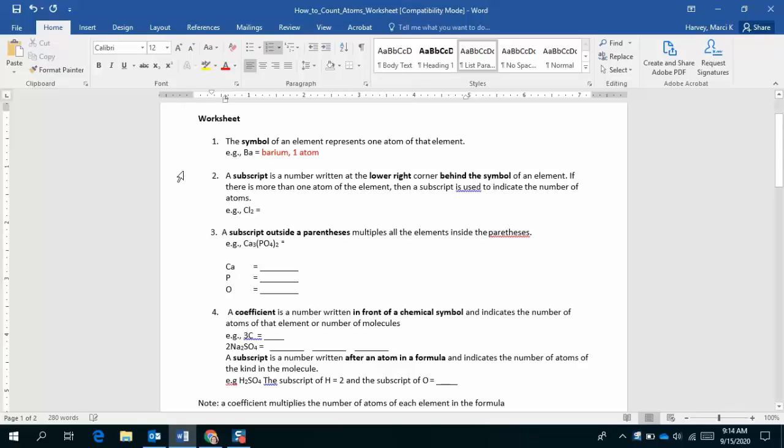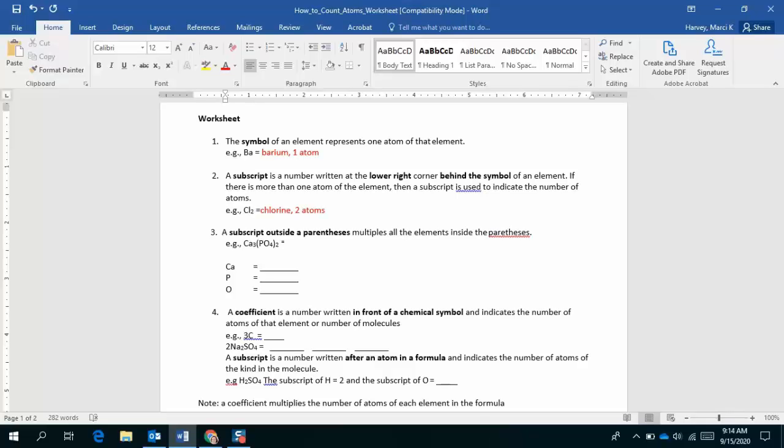Now, if you go on to number 2, a subscript is going to be a number written in the lower right corner. For example, you see with this Cl symbol for chlorine, we have a small subscript 2 beside it. That's used to indicate more than one atom. So when you see a symbol like that with a number, we know, of course, that Cl is chlorine, and because of the subscript 2, it represents 2 atoms of that element.